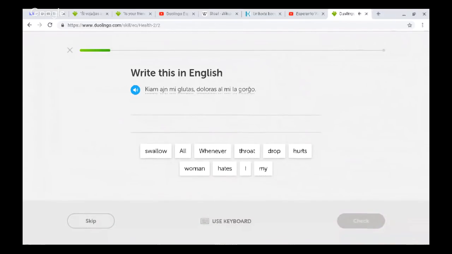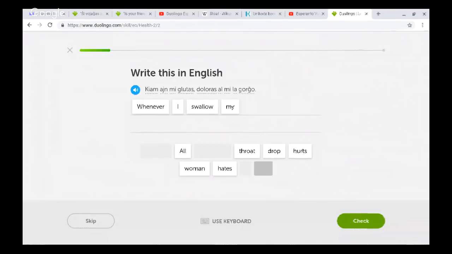Kiam ein mi glutas, doloras al mi la gorĝo. What does that mean? So kiam ein. So these are new. Oh, I know why I've jumped. I'm like, why are we having so many new words in here? It's because I jumped ahead several units. So kiam ein, whenever, right? Whenever I swallow. Glutas means swallow. Whenever I swallow. Doloras al mi la gorĝo. Literally, hurts to me the throat. My throat hurts.